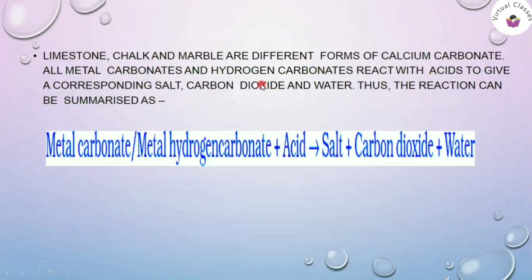All metal carbonates and hydrogen carbonates react with acids to give a corresponding salt, carbon dioxide gas, and water. Thus, the reaction can be summarized as: metal carbonate or metal hydrogen carbonate reacts with acid to give out salt, carbon dioxide, and water.